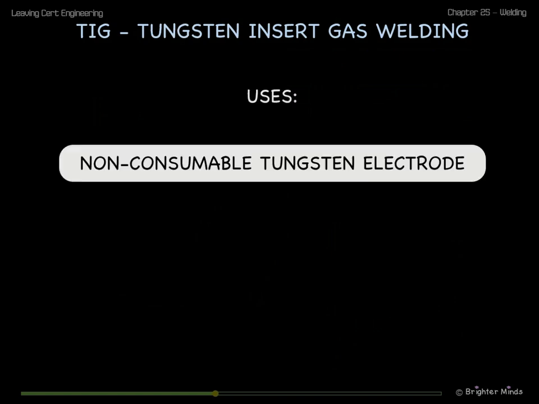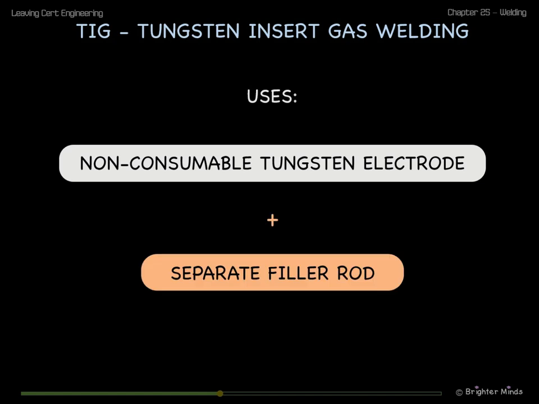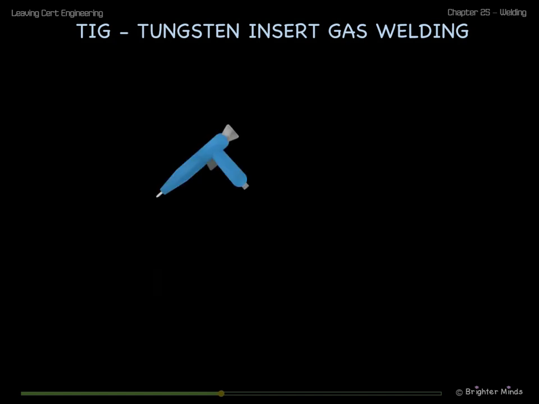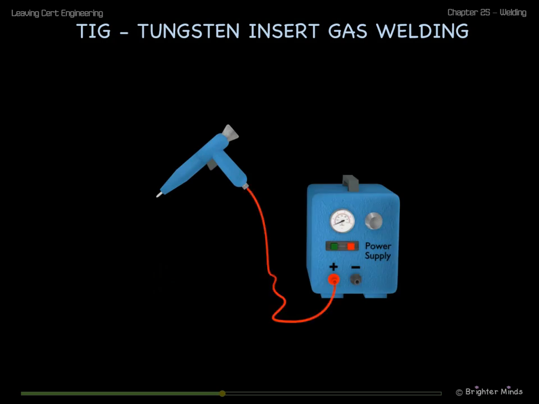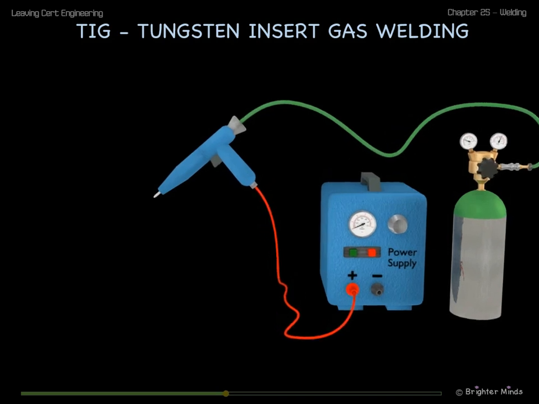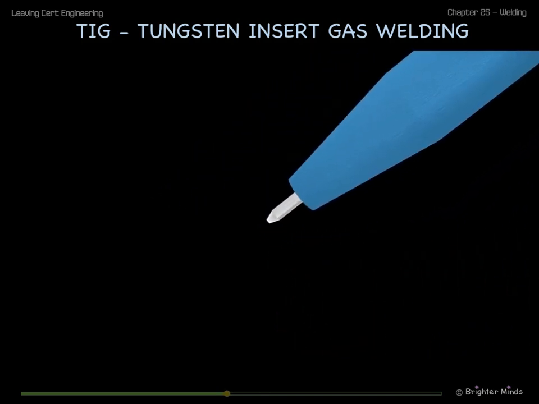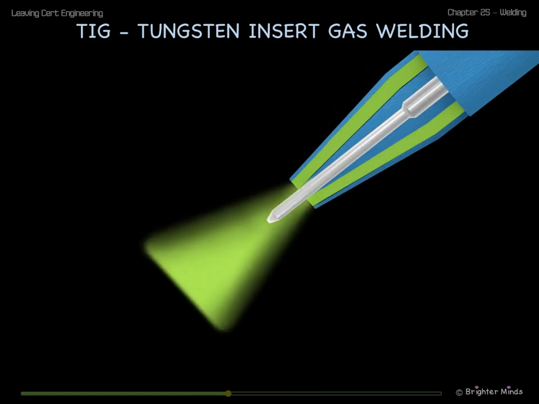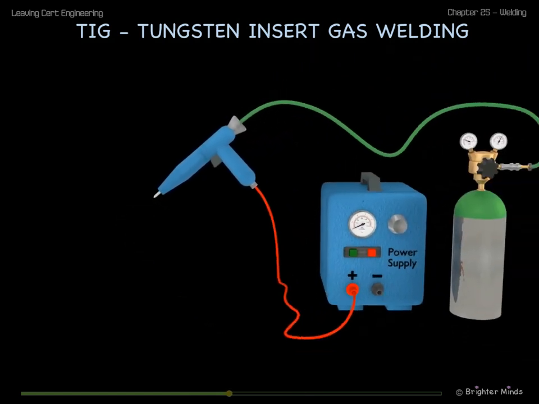TIG welding is like MIG welding, except it uses a non-consumable tungsten electrode instead of a continuously fed wire. This means any additional filler metal must be supplied using a separate filler rod. The TIG gun is attached to the power supply. The shielding gas is also connected to the TIG gun. The gun supplies the shielding gas and uses a fixed tungsten electrode which does not get consumed by the welding process to create the arc.